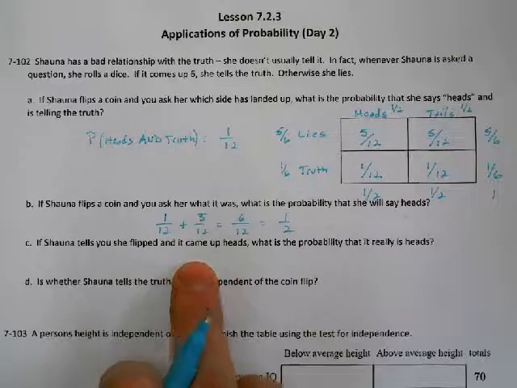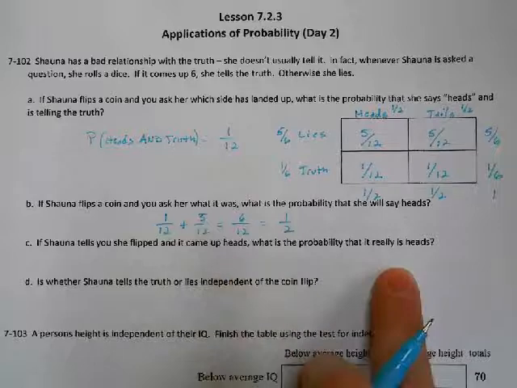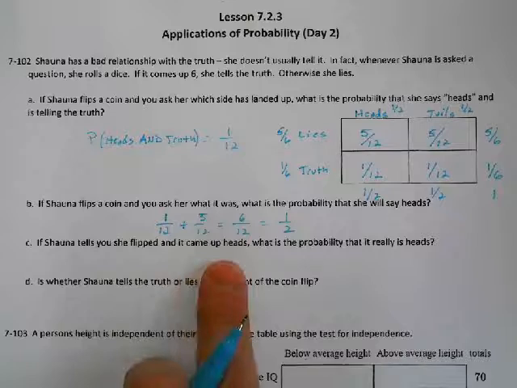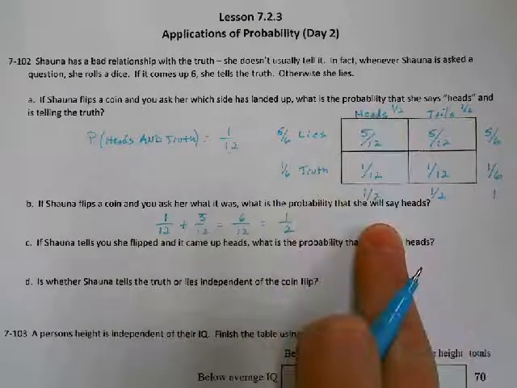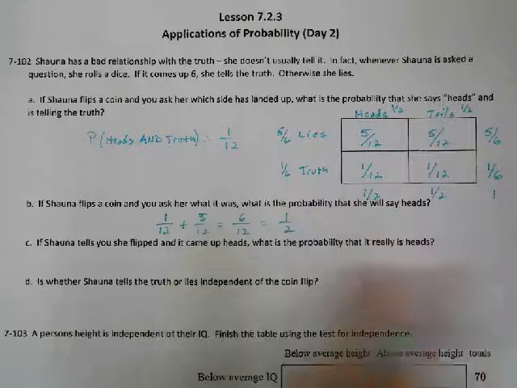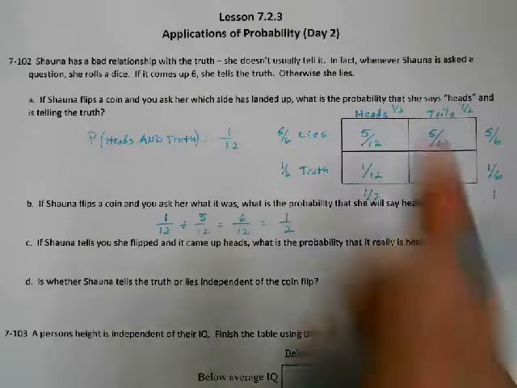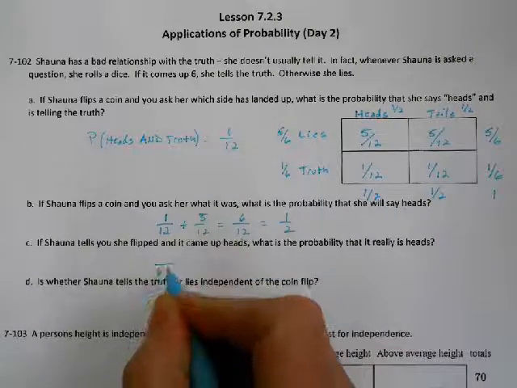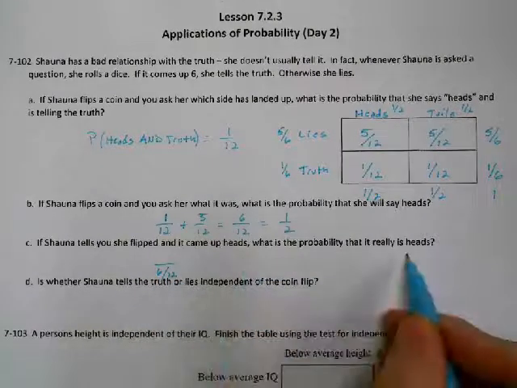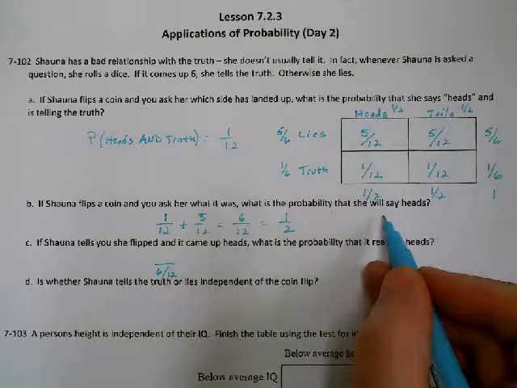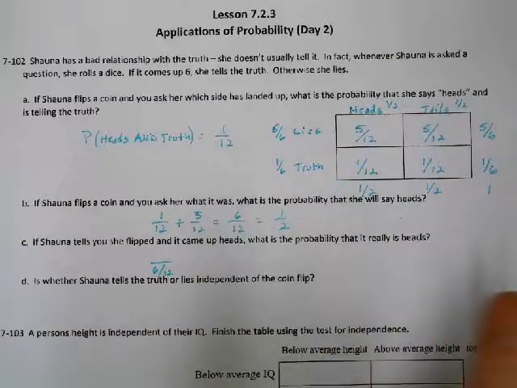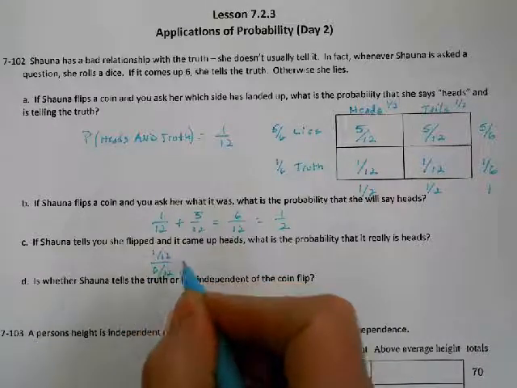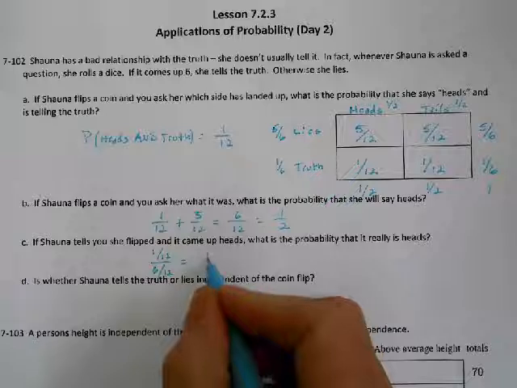If Shauna tells you she flipped and it came up heads, what is the probability that it really is heads? So she says it came up heads, that's 1/2 of the time. What's the probability that it really is heads? This is a conditional statement. She says heads, that's 1/2 or 6/12. And it really is heads, so 1 out of 12. Then we can just multiply the top and the bottom by 12, and we get 1/6 of the time.